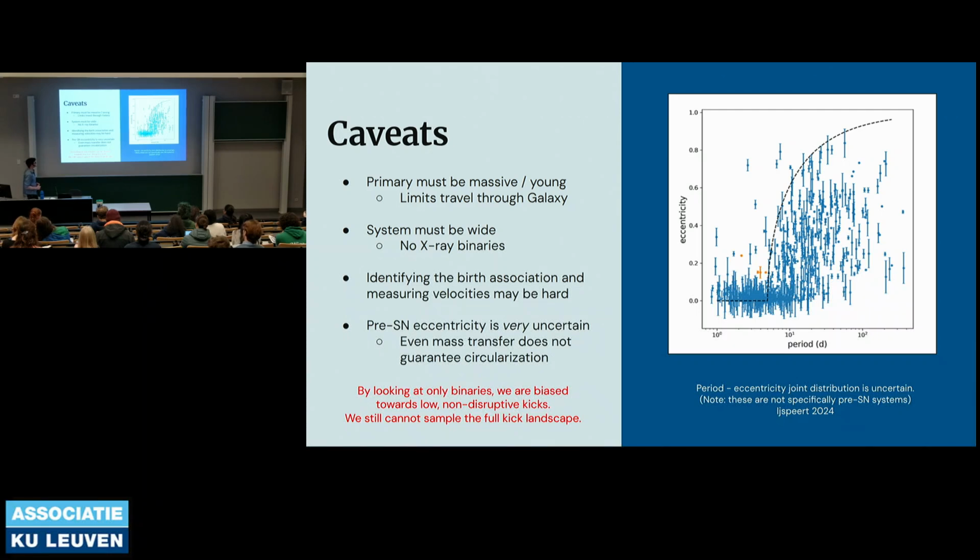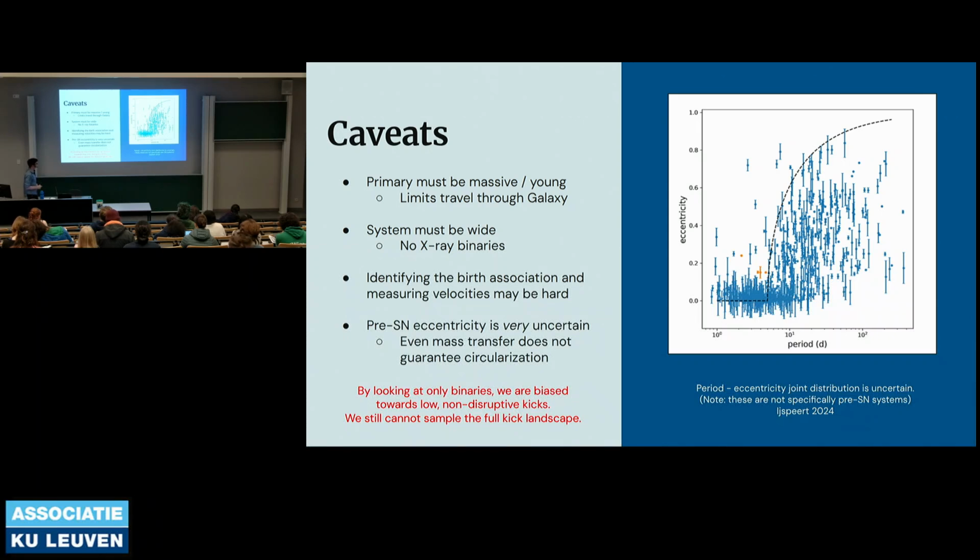The system also must be wide. As I said, these are inert black hole binaries. You can't do this with X-ray binaries because the change to the orbit means that it's not frozen from what is post-explosion. So if you have tidal circularization, any information on the eccentricity is lost, right?